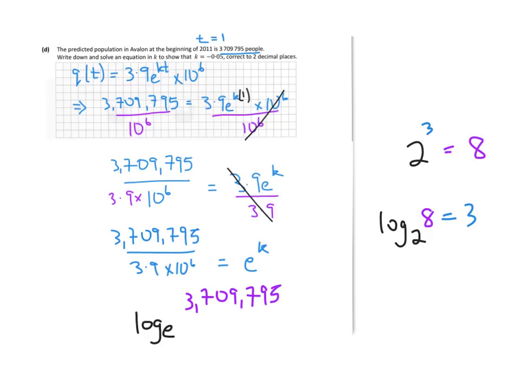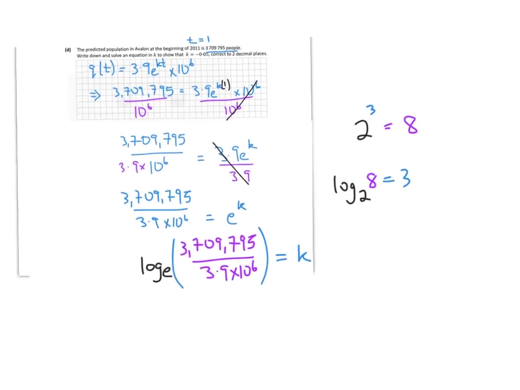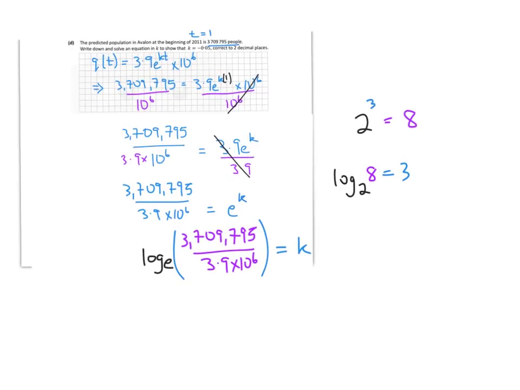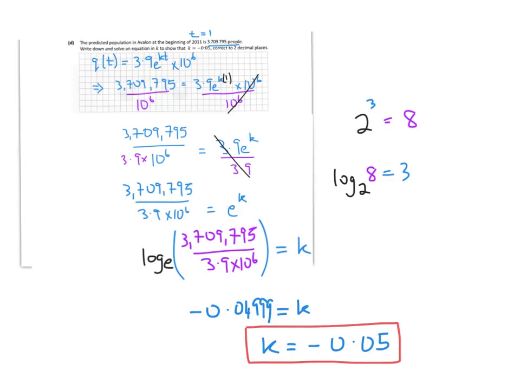3.3709795 over 3.9 by 10 to the power of 6, just putting brackets around them, is equal to k. And when I put all of that like that into my calculator, I get k is equal to minus 0.04999. And so rounding it off to 2 decimal places, that tells me k is equal to minus 0.05, which we were asked to show. And so we're just putting a red box around our answer.